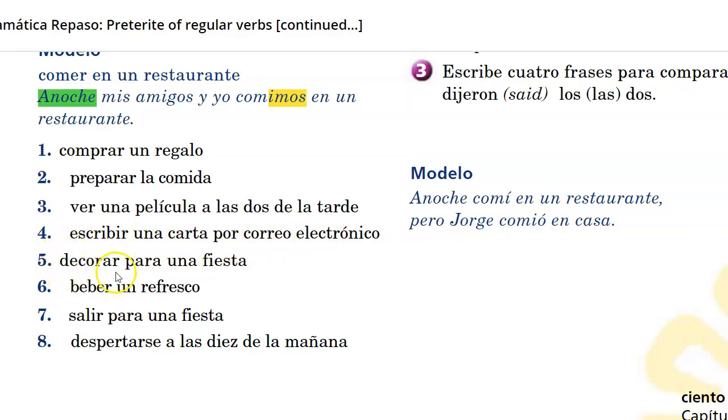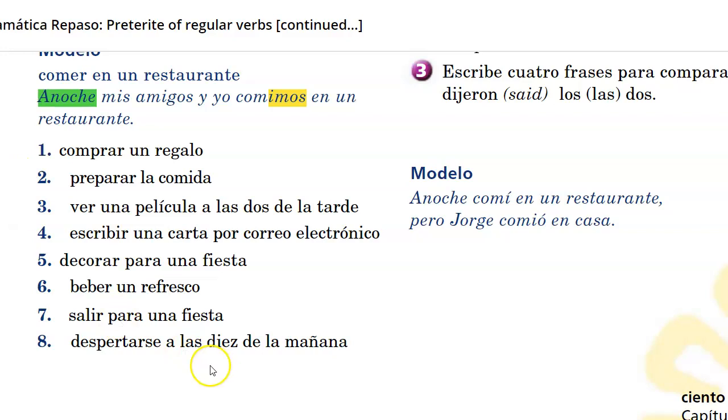La última vez que decoraste para una fiesta? Decorated for a party. La última vez que bebiste un refresco? The last time you drank soda. La última vez que saliste para una fiesta? The last time you went out to a party. And la última vez que te despertaste? The last time you woke up at 10 o'clock in the morning.